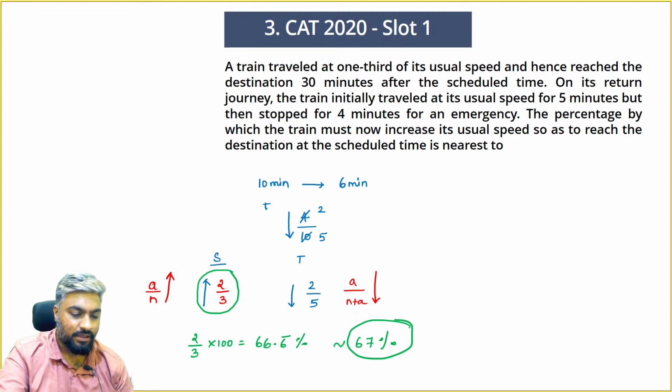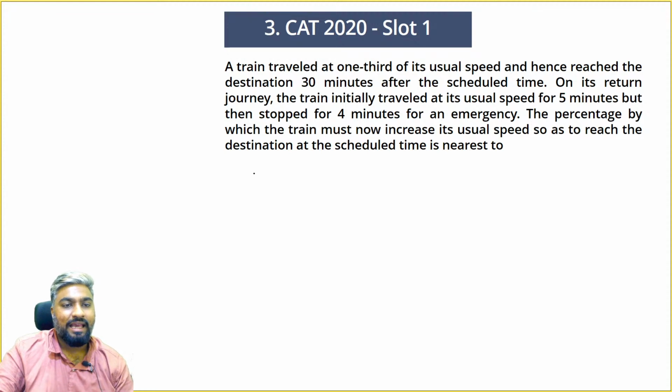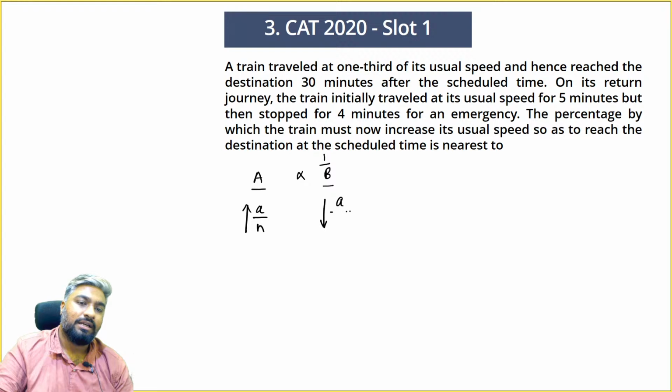So Rohit is asking, what is the a by n rule? The a by n rule is very simple. If a particular term a increases by the fraction a by n, then b, which is inversely proportional to a, should decrease by the fraction a by n plus a. This is the a by n rule.